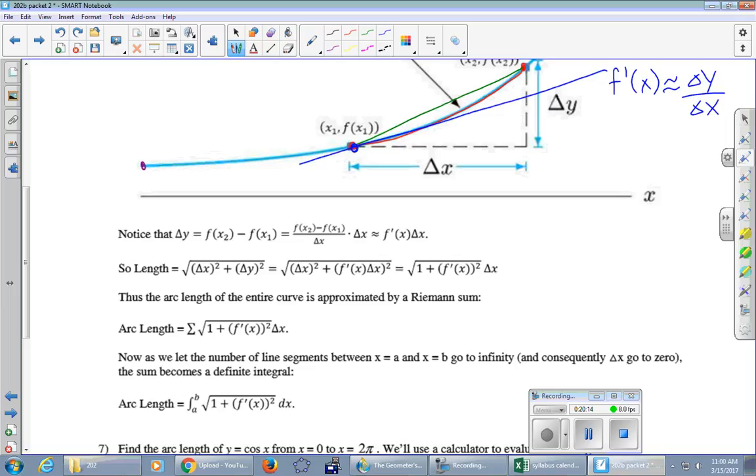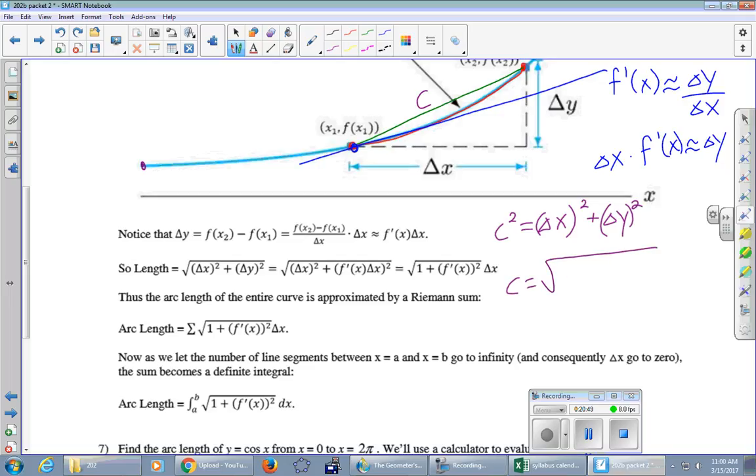All right, so we're going to use that fact. Let's go ahead and multiply both sides of this equation by delta x. So we get delta x times f prime of x is approximately delta y. Buy it? Okay, so Pythagorean theorem to find the length of that green right there. Let's call that thing c. So that means that c squared equals what? Delta x squared plus delta y squared, right? Okay, so that means that c is just the square root of that stuff, right?